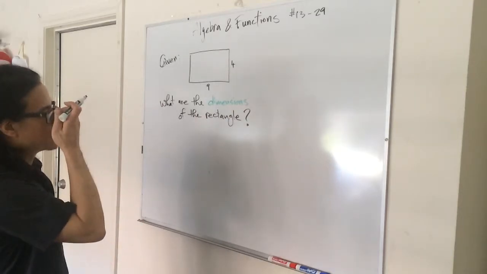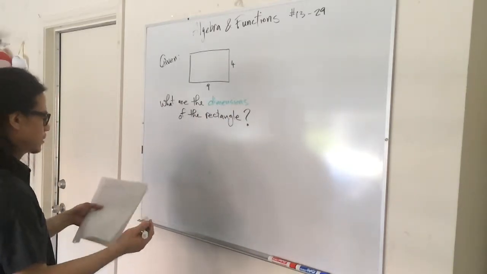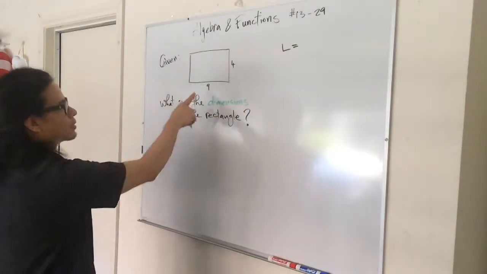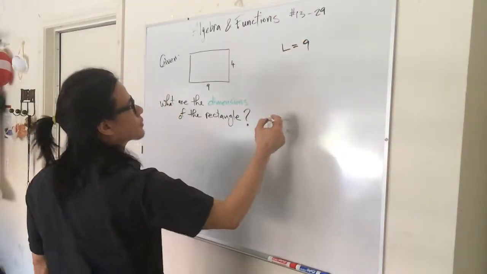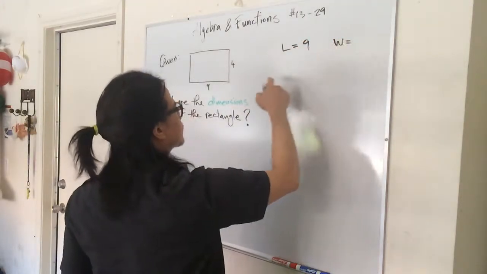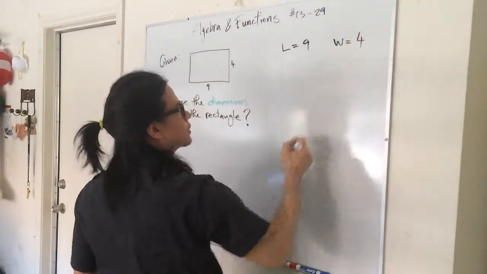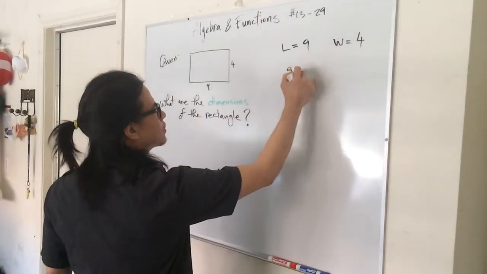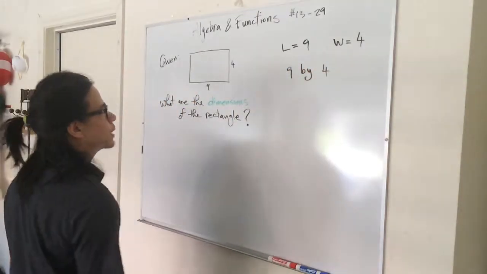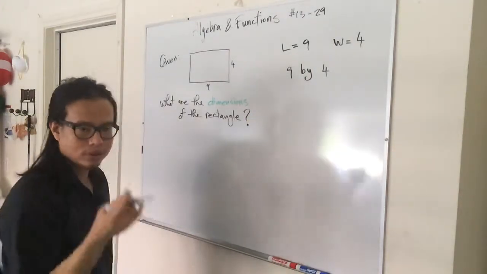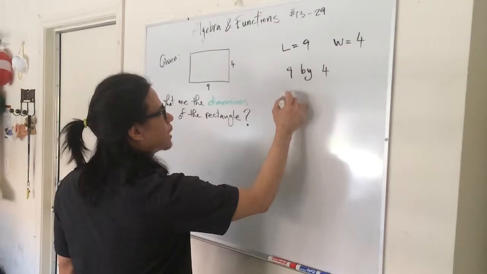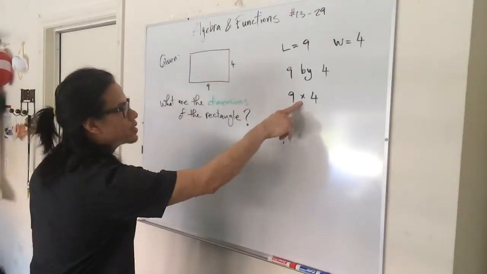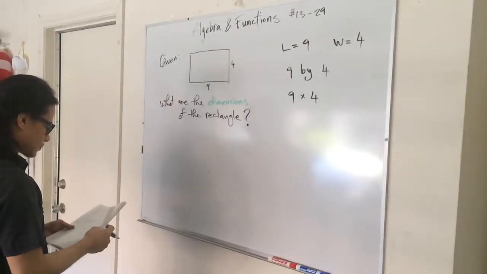Whenever you see dimension, that means it's asking you for the length and the width. Okay? So here, the length is equal to, remember, length is the long side, so it's equal to 9. Width is the short side. Here is 4. Okay. You can say this rectangle is a 9 by 4 rectangle, or if you were to go to Home Depot or Lowe's, you might ask for wood that is 9 by 4 written as with a multiplication symbol there. Okay.